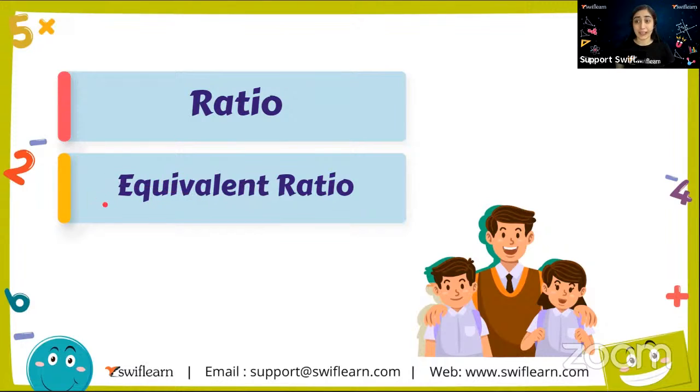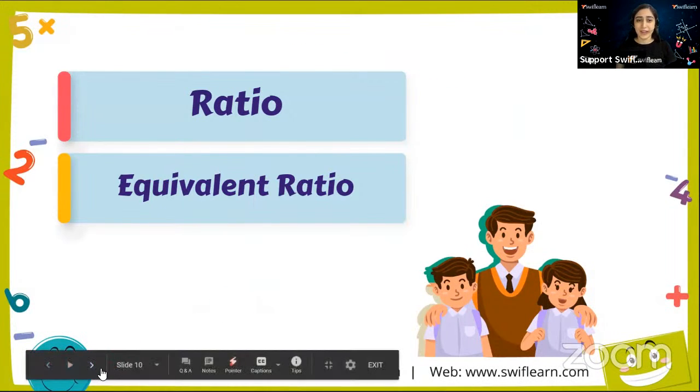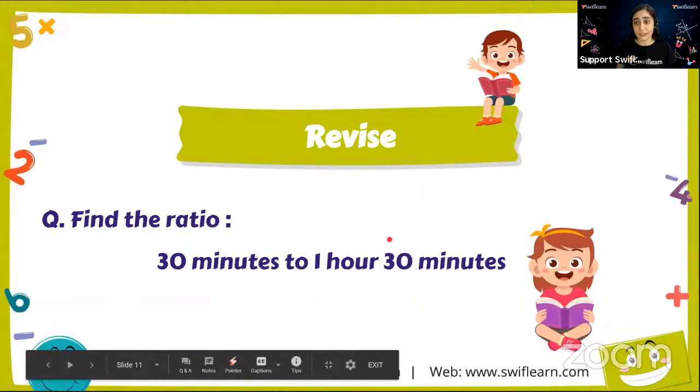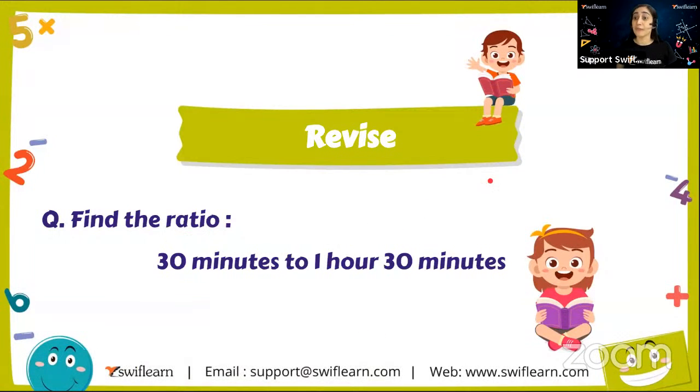Equivalent ratio is pretty easy. The hint is in the word itself. Equivalent is derived from the word equal. Equivalent is similar to equal. So whichever two ratios are equal, balanced, we call them equivalent ratios. Simple, right? Let's revise and solve these questions so that we are thorough with the topic of ratios and can move ahead.